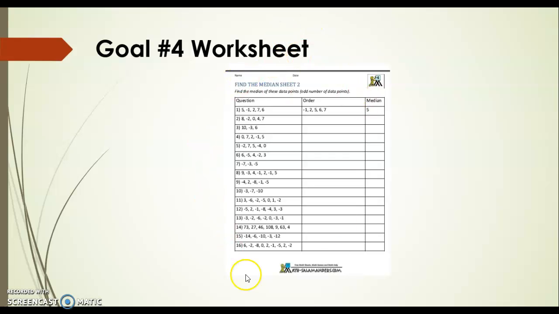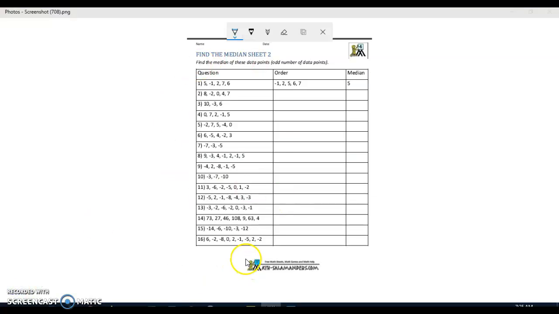So now this is the worksheet we're going to be working on today. It is called Find the Median Sheet 2. So please take out this worksheet so we can work on it together. So here's the worksheet, and it says Find the Median Sheet 2. This is the same worksheet, it should have negative numbers. That should tell you you're in the right worksheet. Do not forget to write your name and the date. Today is May the 6th, 2021.